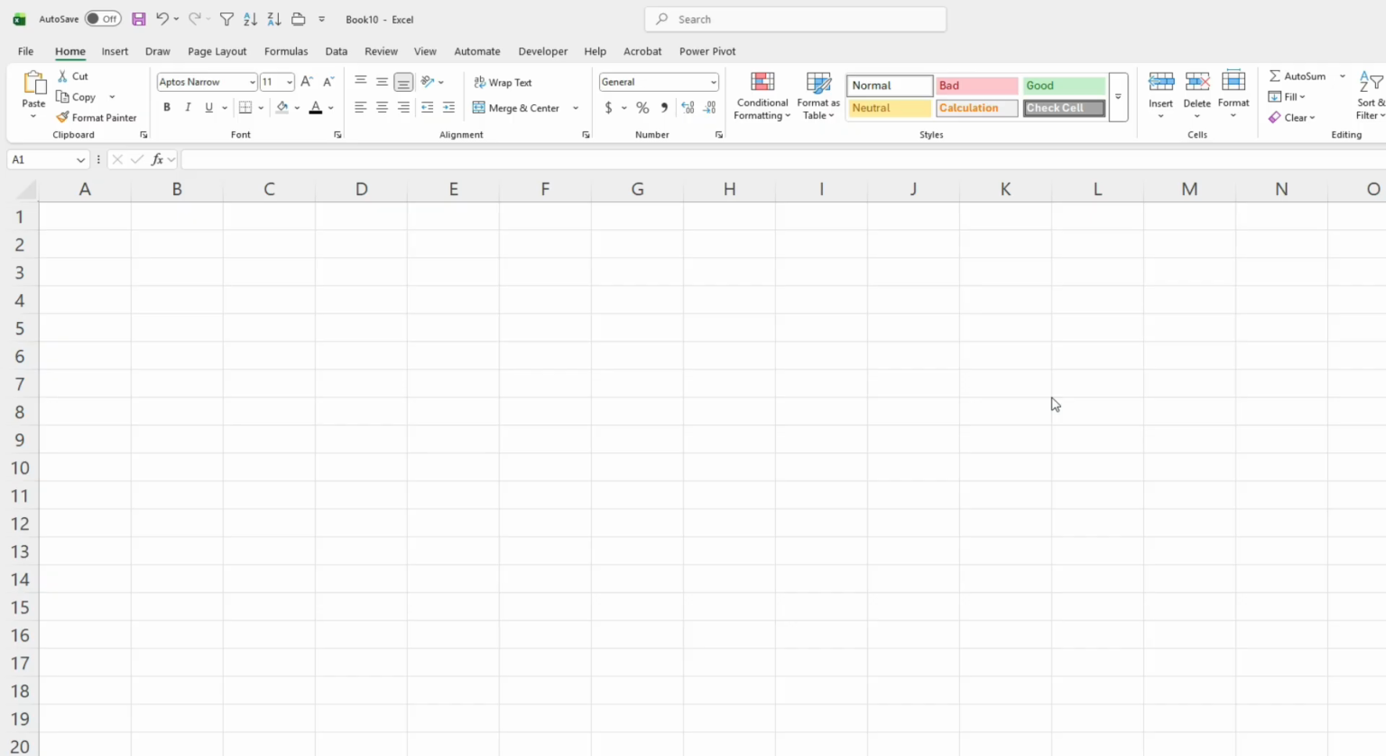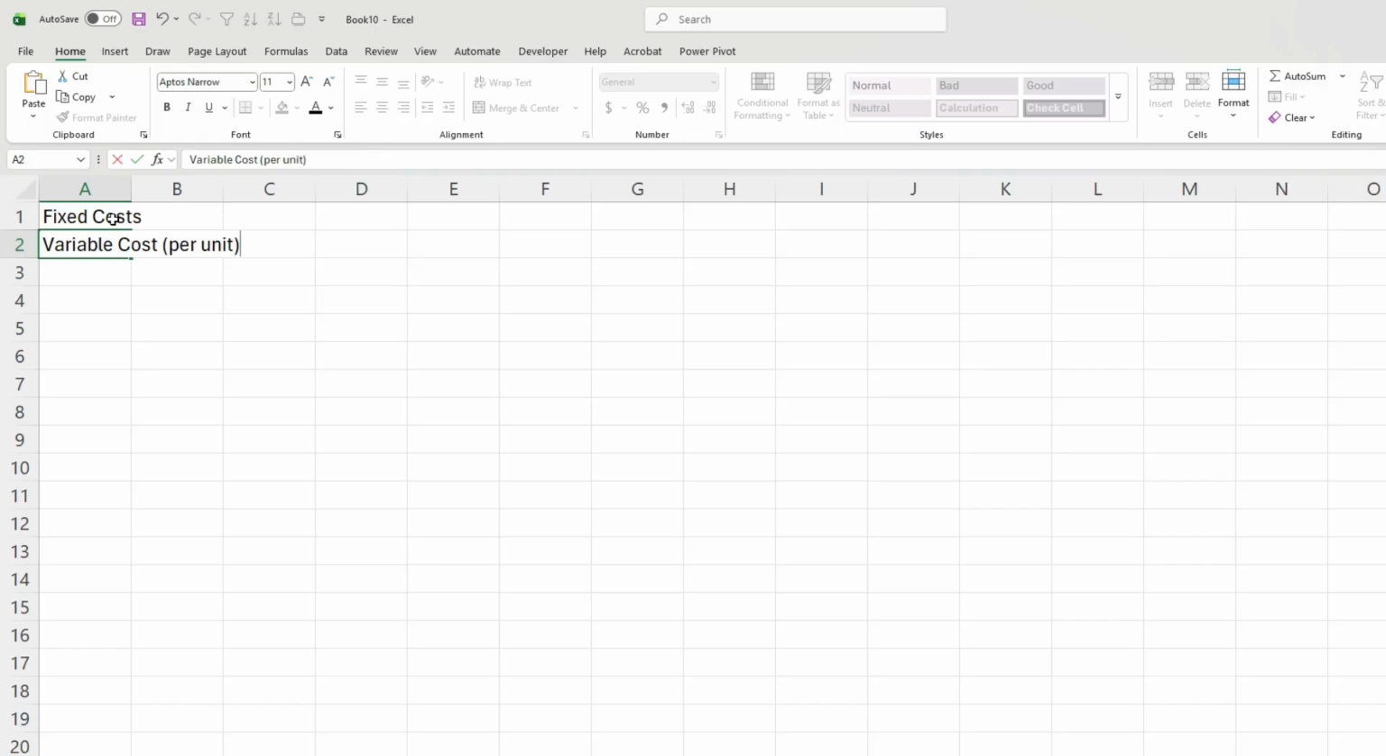So when doing a break-even analysis, there are three things to consider. One is the fixed cost, the variable costs, and your selling price. And all those things are going to impact your break-even analysis. So I'm going to create some fields here, one for each one of those items. So the first being fixed costs, variable cost per unit, and then we've got the selling price, which is also per unit.